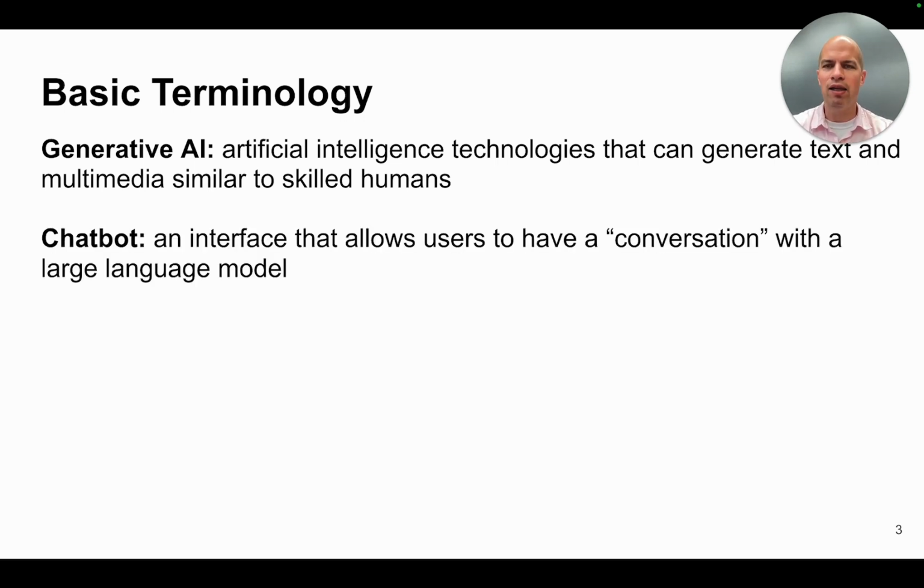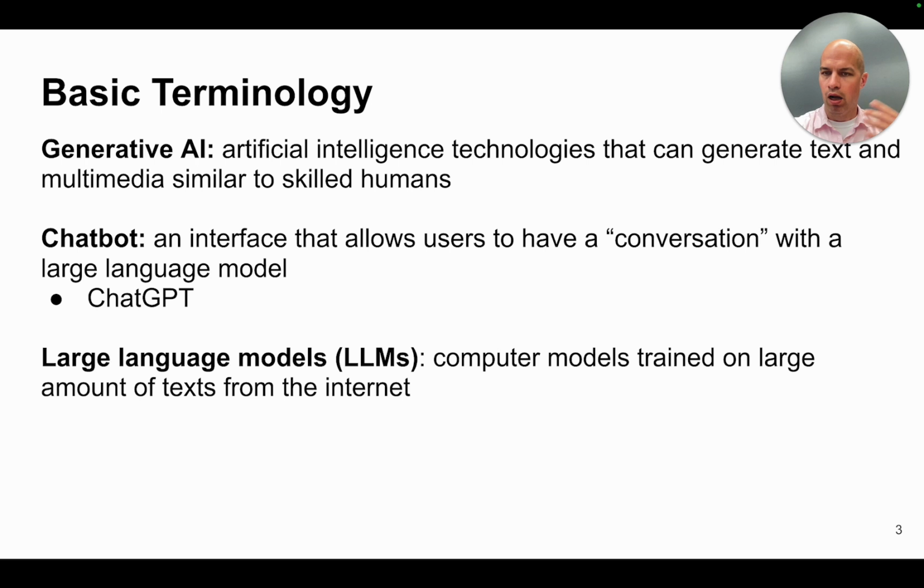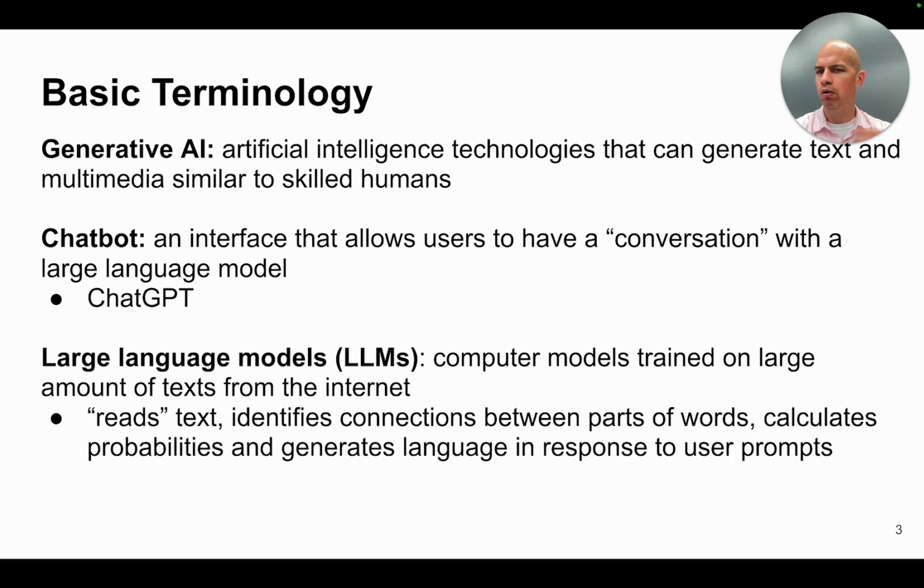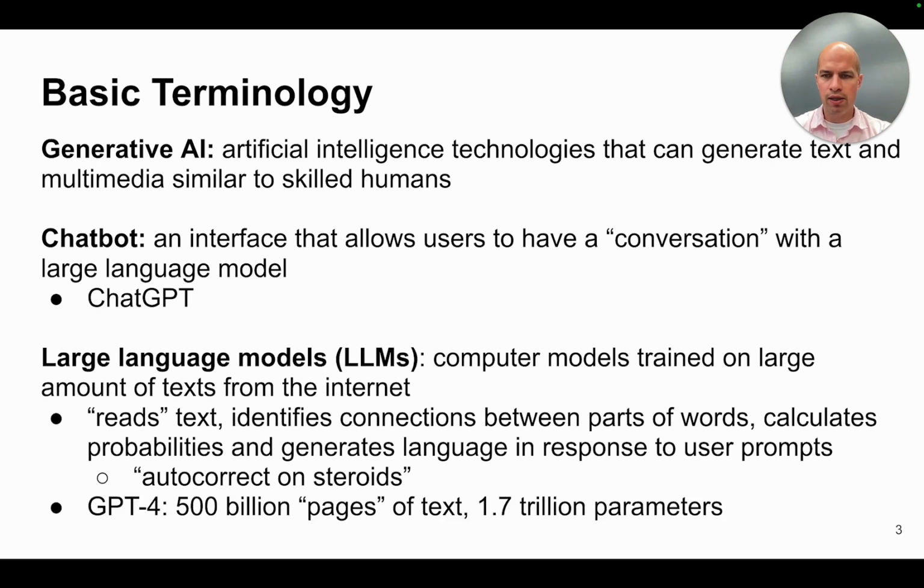A chatbot is an interface that allows users to have a conversation with a large language model. The chatbot that most people are most familiar with is ChatGPT. A large language model, or an LLM, is a computer model trained on large amounts of text from the internet. It reads a whole lot of text, identifies connections between parts of words, then calculates the probabilities between those connections to generate language in response to user prompts. It's often described as autocorrect on steroids.